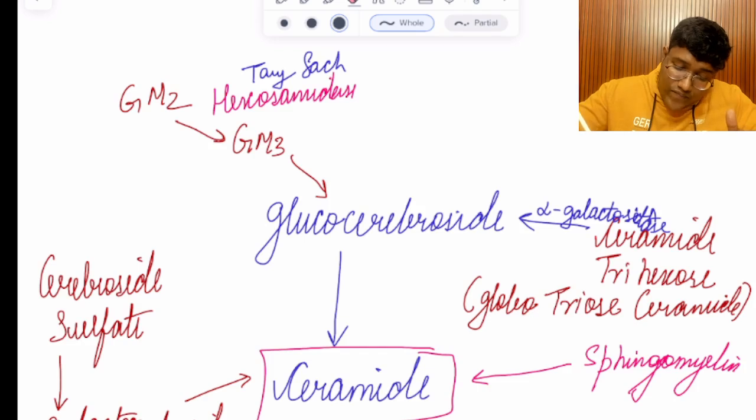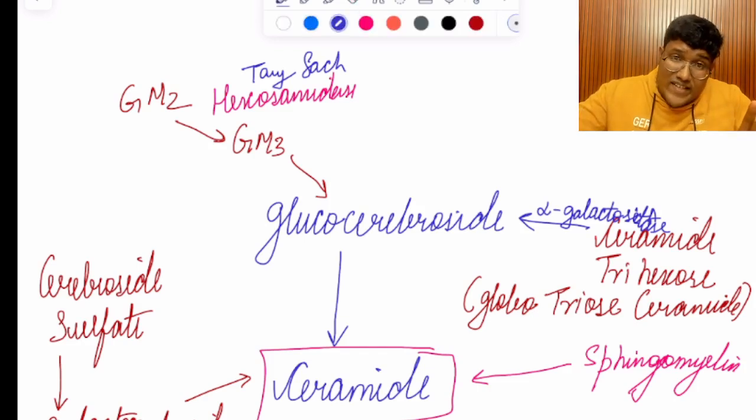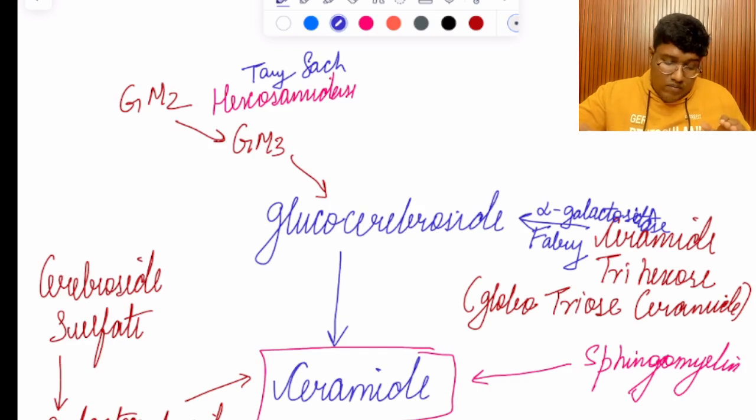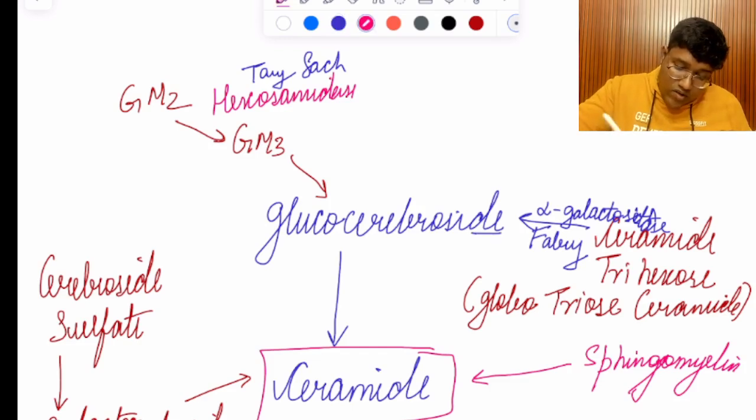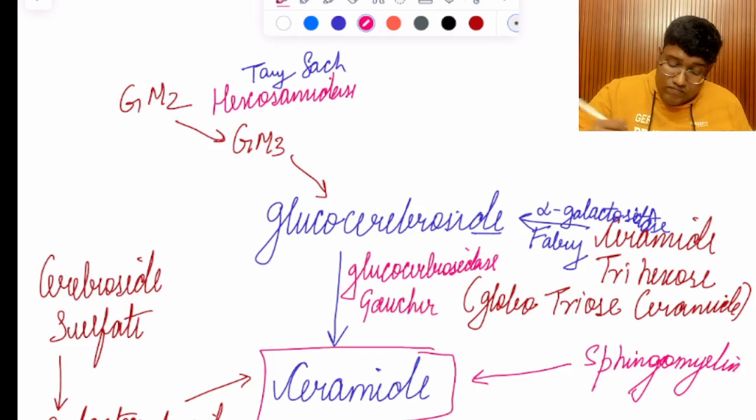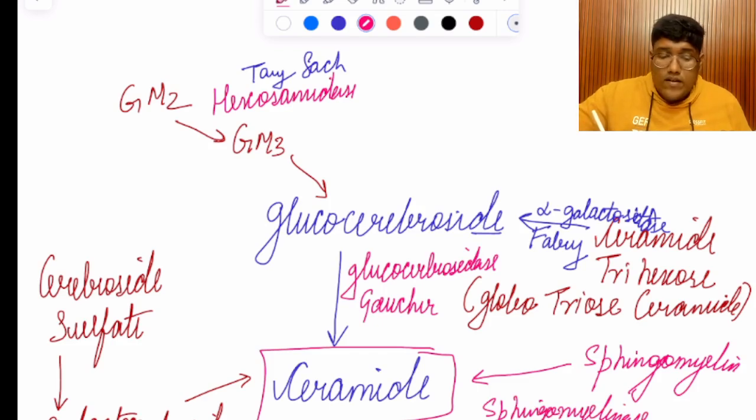And who's causing this? What is the disease name? It's called Fabry. Okay, so that's Fabry. So we finished Fabry, we finished Tay-Sachs. Now, glucocerebroside is going to be converted to ceramide by glucocerebrosidase, and the deficiency of this is called Gaucher's disease. Now, sphingomyelin is converted by an enzyme called sphingomyelinase, and the deficiency is called Niemann-Pick.